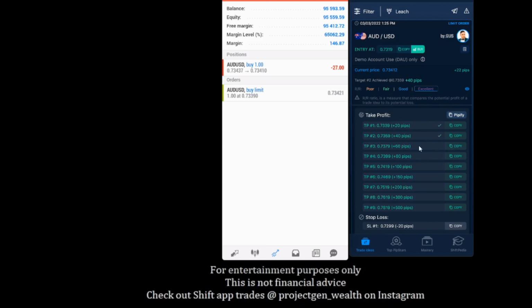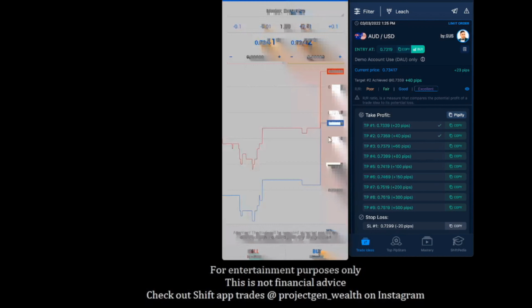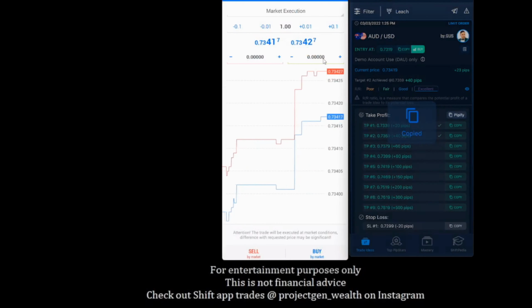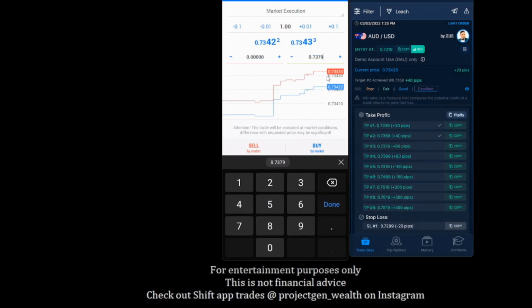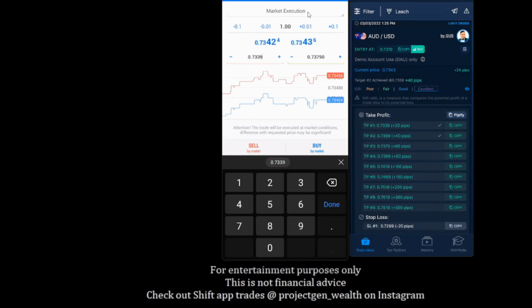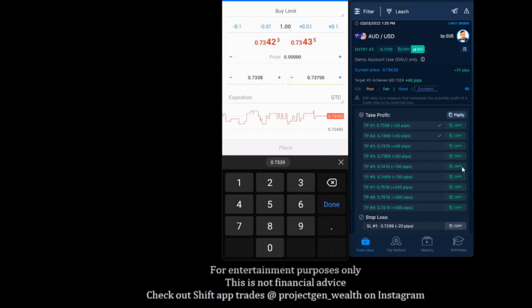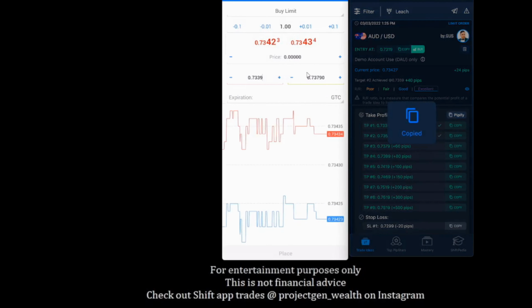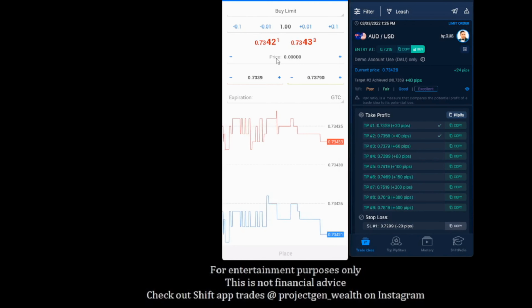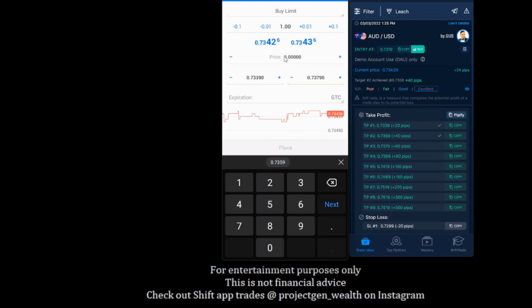And if you think it's going to go to take profit 3, you would do the exact same thing. You would open a new order, copy take profit 3, and paste that in the take profit field. You would put take profit 1 in the stop loss field, and since this is a buy, you would do a buy limit, and your price, because you're going for take profit 3, would be take profit 2. Then you would just repeat that for each take profit level that you wanted to attempt to go after.